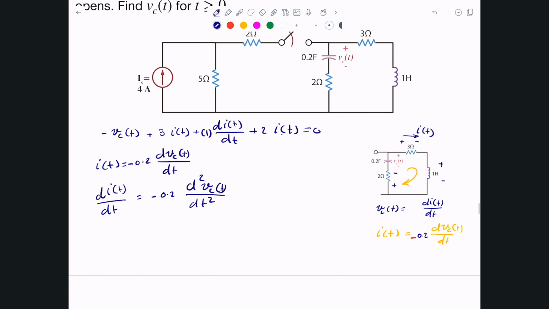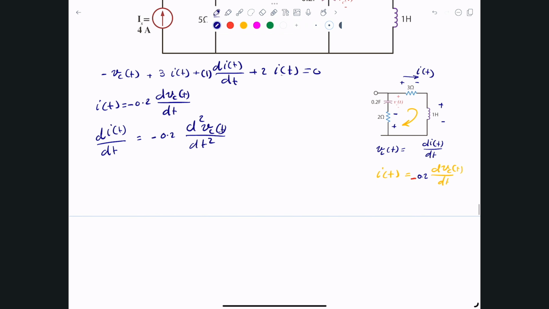So what we now do is we'll keep Vc of t. Whenever we see I of t, we substitute it with that, specifically here and here. Whenever we have the first derivative of I of t, we substitute with the second derivative in here. So let's rewrite this equation. We get negative Vc of t plus 3 plus 2. I'm just going to add them because 3 and 2 are both multiplied by I of t. And what we multiply with is negative 0.2 dVc of t divided by dt.